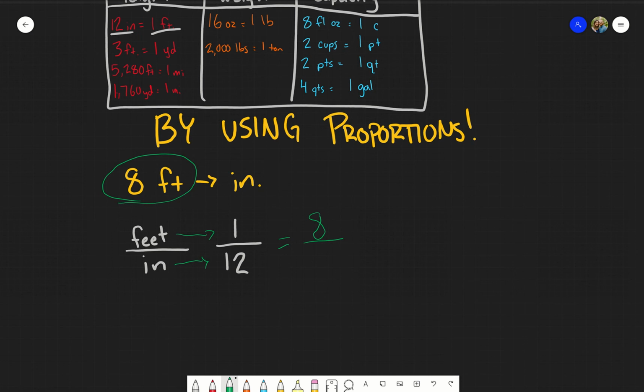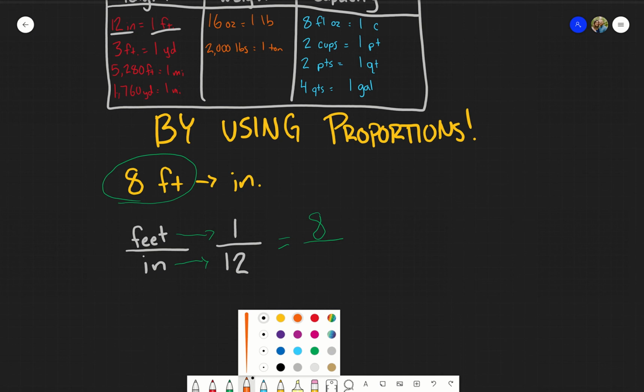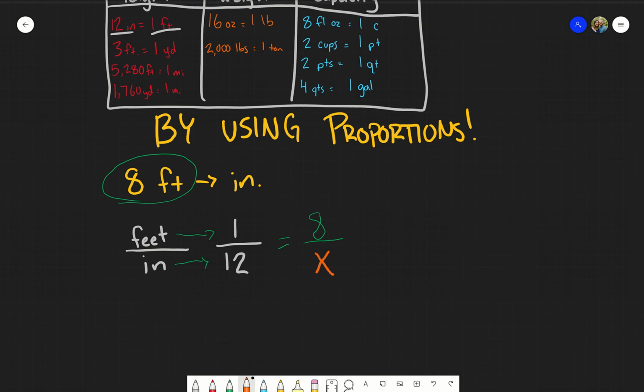So, 8 staying on top because 1 is on top, because feet is on top. All of my feet units are staying on top. My inches units are on bottom. Do I know how many inches are in 1 foot? No, so I'm going to put an X because it's unknown. Oh, look at that. Wow, remember all that?